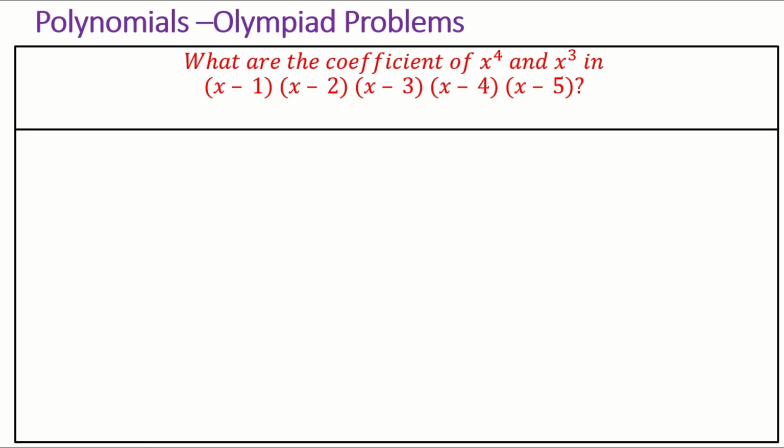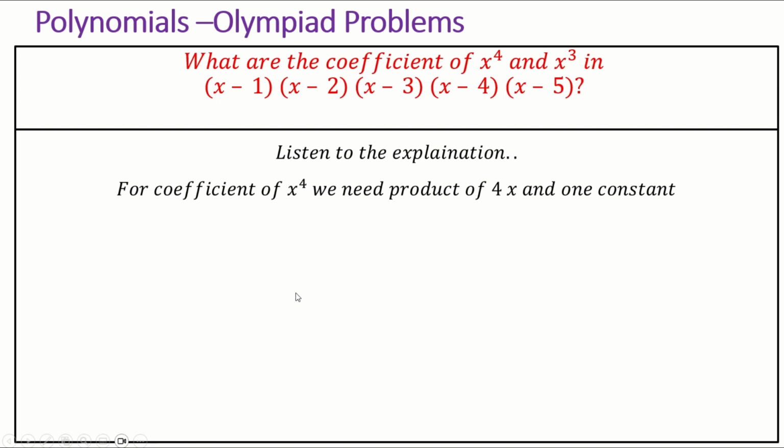What are the coefficients of x power 4 and x power 3 in x minus 1 into x minus 2 into x minus 3 into x minus 4 into x minus 5? Okay, so look carefully, they are asking the coefficient of x power 4 and x power 3. So if you multiply these whole factors, to get x power 4 you need 4 x's, right? x into x into x into x, and the other one should be a constant, correct? Similarly, you take x into x into x into x, then one more constant is this one. So the sum of all constants is the coefficient of x power 4, correct?